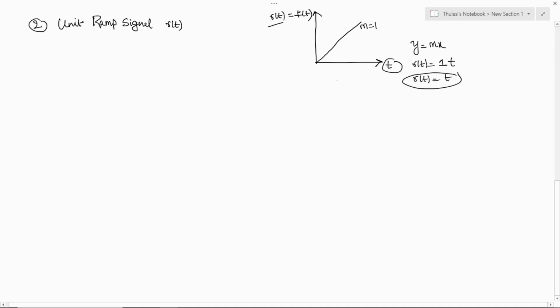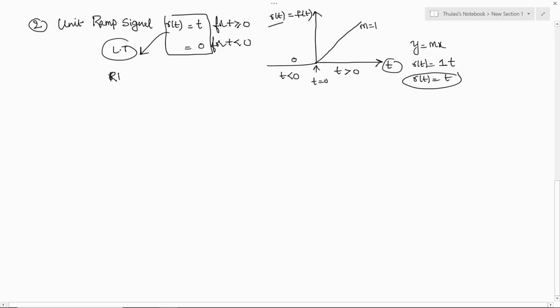Okay, so this is the value for t greater than 0, and similarly at t equal to 0 it maintains a value of 0. So this signal I am writing as r of t is equal to t for t greater than or equal to 0, and it maintains a value of 0 for t less than 0. Okay, so this is the r of t. For this we need to find the Laplace transform. We are going to get r of s, and that value should be 1 by s square.